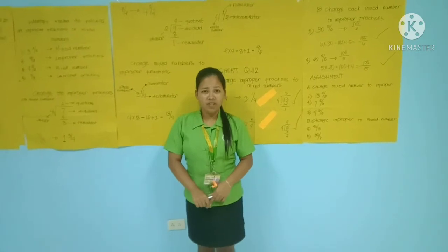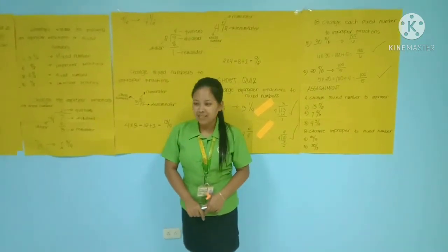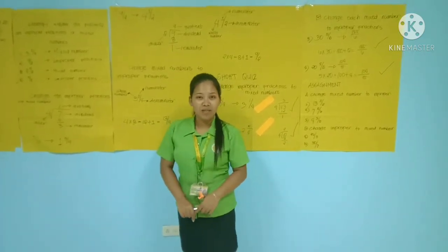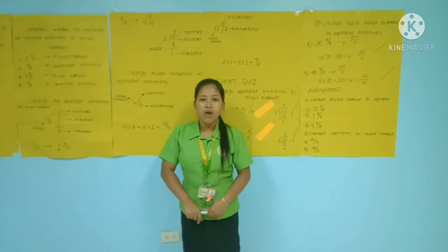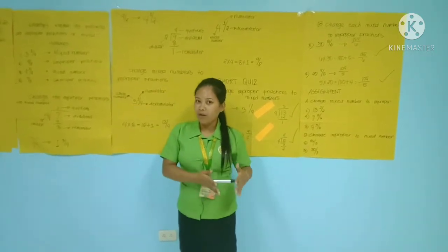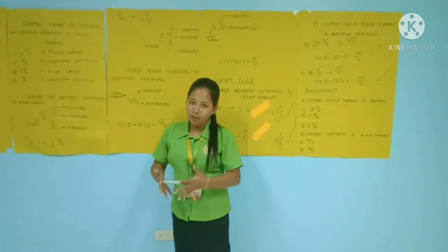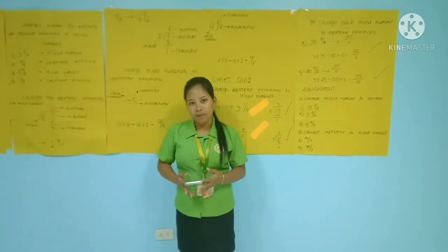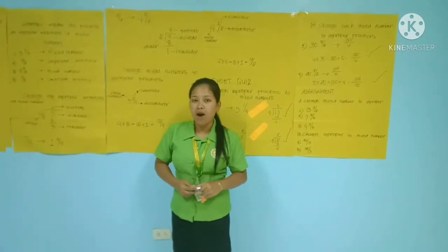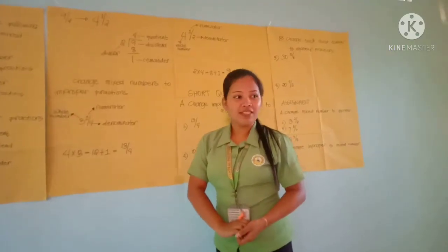How do we change mixed numbers into improper fractions? Yes, Rachel? That's correct. To change a mixed number into an improper fraction, we multiply our denominator to the whole number. And after that, we add our numerator to the product of the denominator and our whole number. After that, we just copy our denominator. So that's correct. Is there any question?